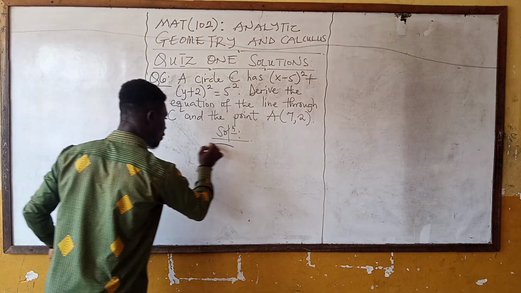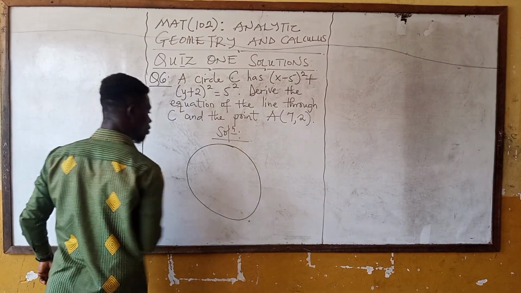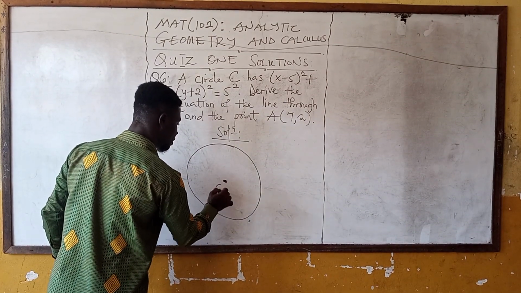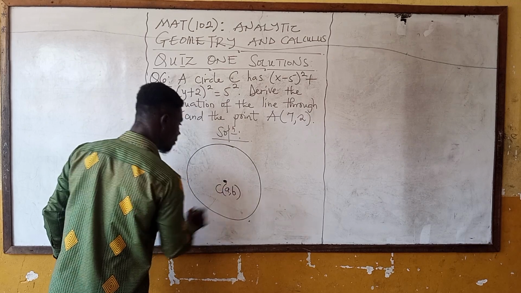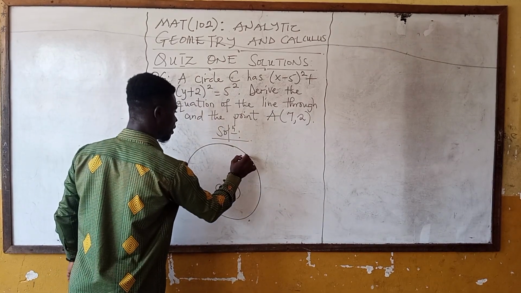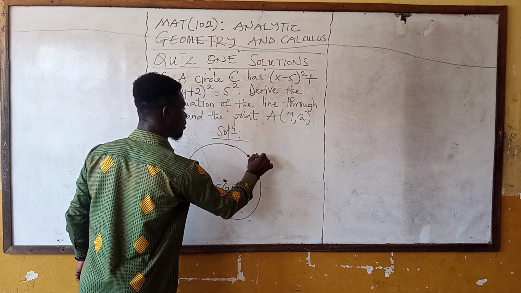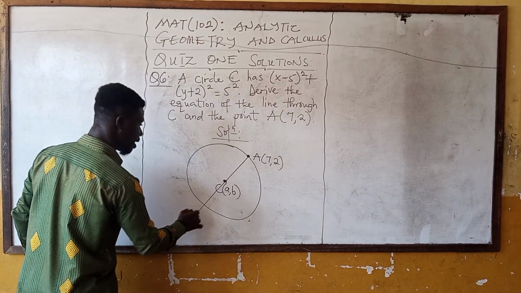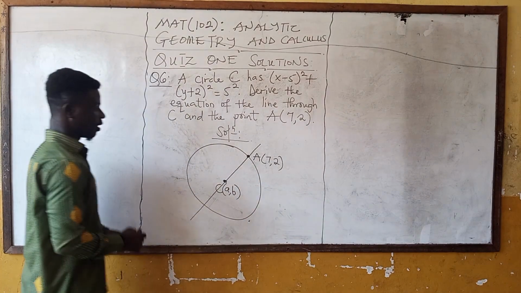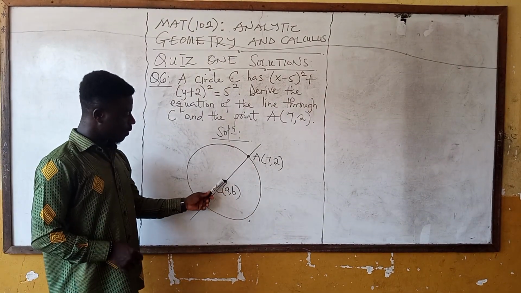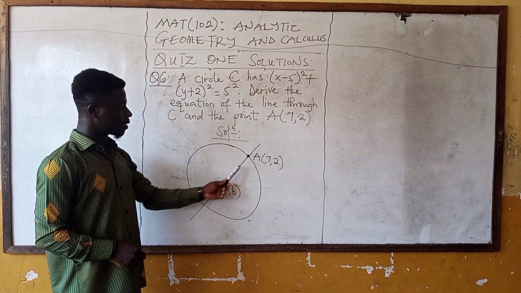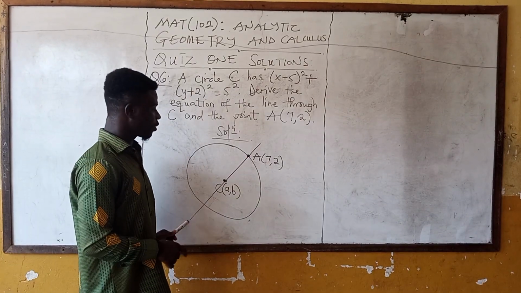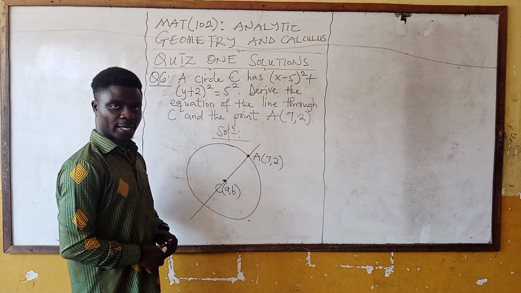Let's see if we have our equation. We have our circle here, and this is our center, which is (a, b). Then we have our point A, which is (7, 2). We have a line here, and the line is passing through this point C and this point A. So how can we get the equation of this line?